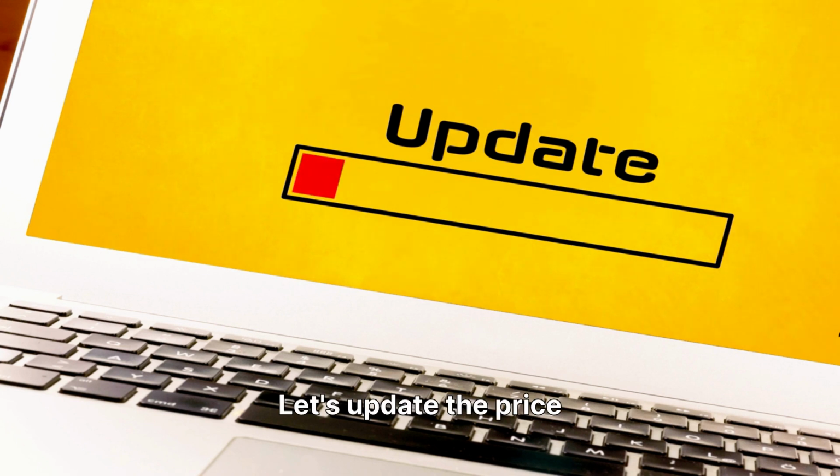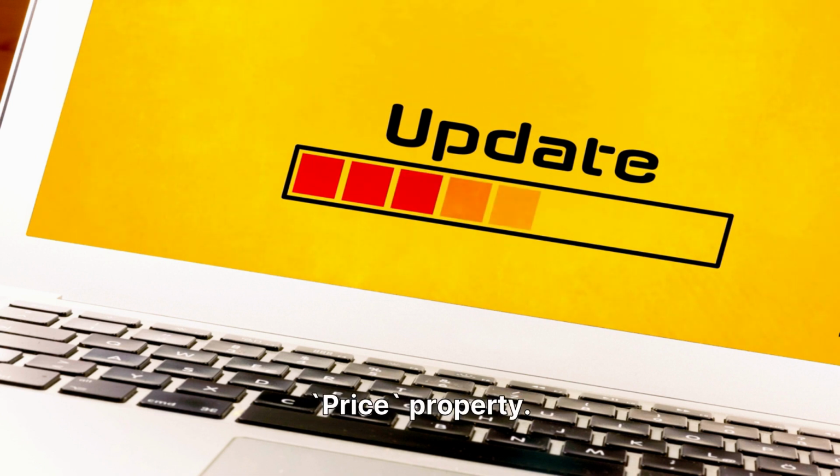Let's update the price of our laptop product to $1,150. We'll first retrieve the laptop using its ID. Once we have the object, we'll modify its price property. Finally, we'll call the Update method on our product repository to persist this change in our in-memory store.